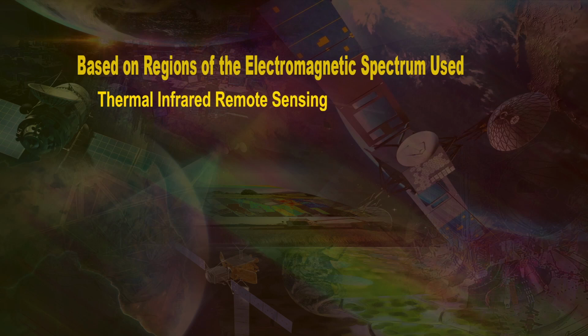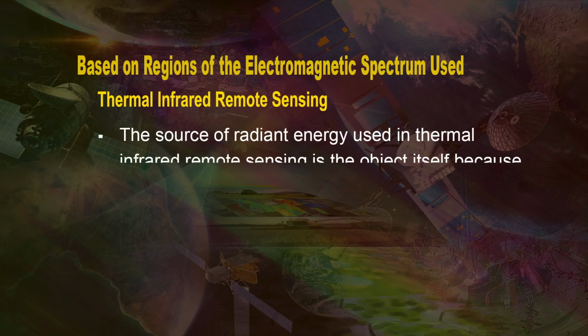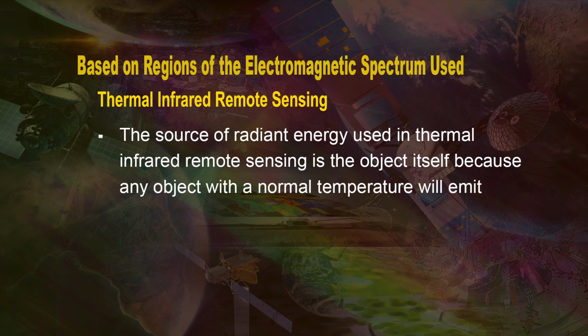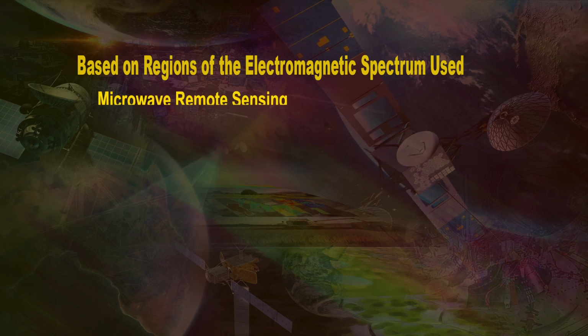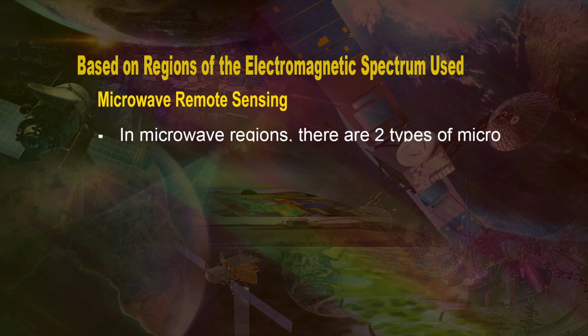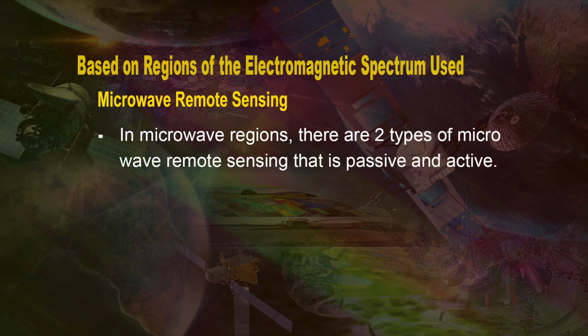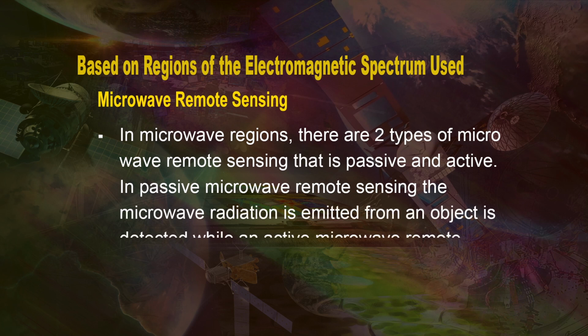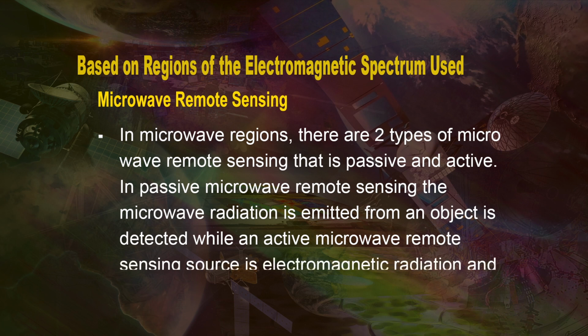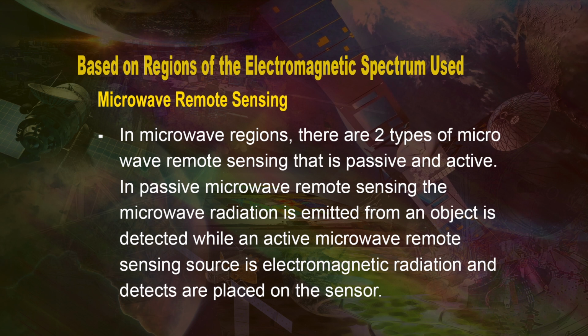Therefore, the information about the objects can be obtained from the spectral reflectance. Thermal infrared remote sensing. The source of the radiant energy used in thermal infrared remote sensing is the object itself, because any object with a normal temperature will emit electromagnetic radiation with a wavelength of about 10 μm. Microwave remote sensing. In microwave regions, there are two types of microwave remote sensing, that is passive and active. In passive microwave remote sensing, the microwave radiation emitted from an object is detected, while in active microwave remote sensing the source is electromagnetic radiation and detectors are placed on the sensors.